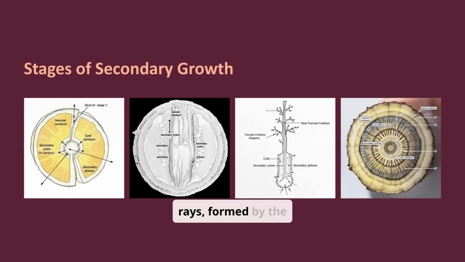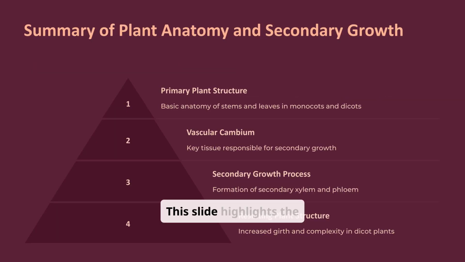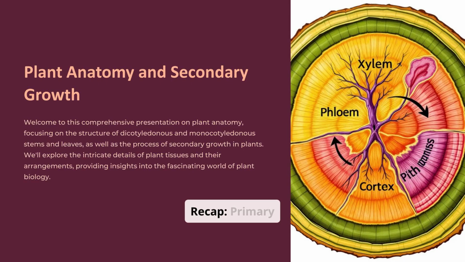Secondary medullary rays, formed by the cambium, allow radial transport between xylem and phloem. This slide highlights the progressive stages of secondary growth in plant stems, enhancing plant anatomy understanding. Recap: primary structures and secondary growth lead to increased girth and structural complexity, highlighting plant growth intricacy.